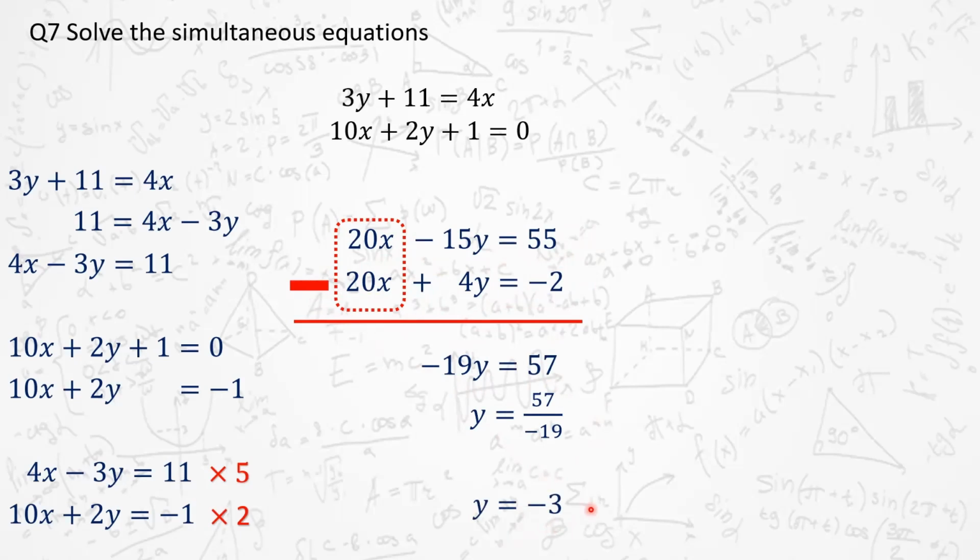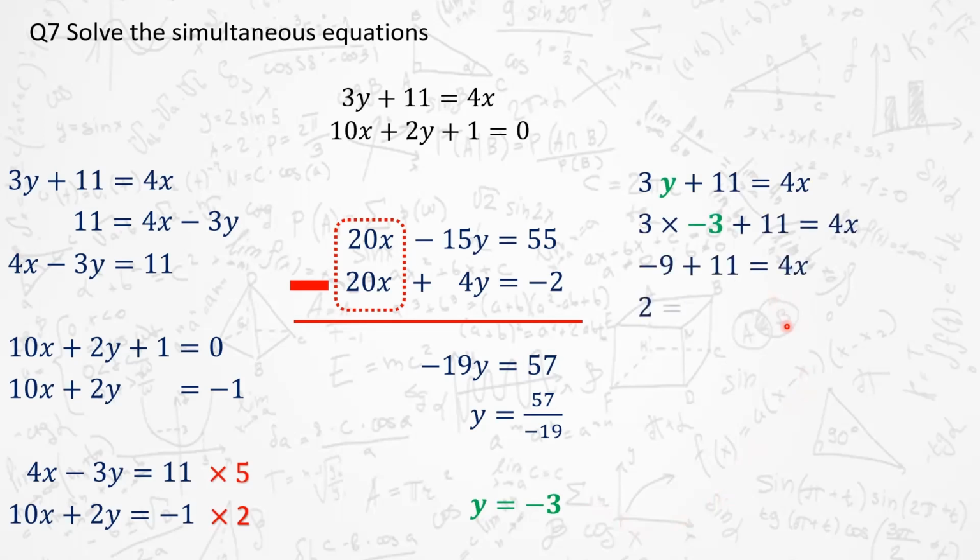Then I need to pick one equation from original question to substitute the value of y equals minus 3. So I picked the top one because it looks smaller numbers. So 3y plus 11 equals 4x. Y equals minus 3. So I have minus 9 plus 11 equals 4x. Therefore 2 equals 4x. Then 2 over 4 equals x. So my x equals half. Therefore my final answer is x equals half or 0.5 and y equals minus 3.